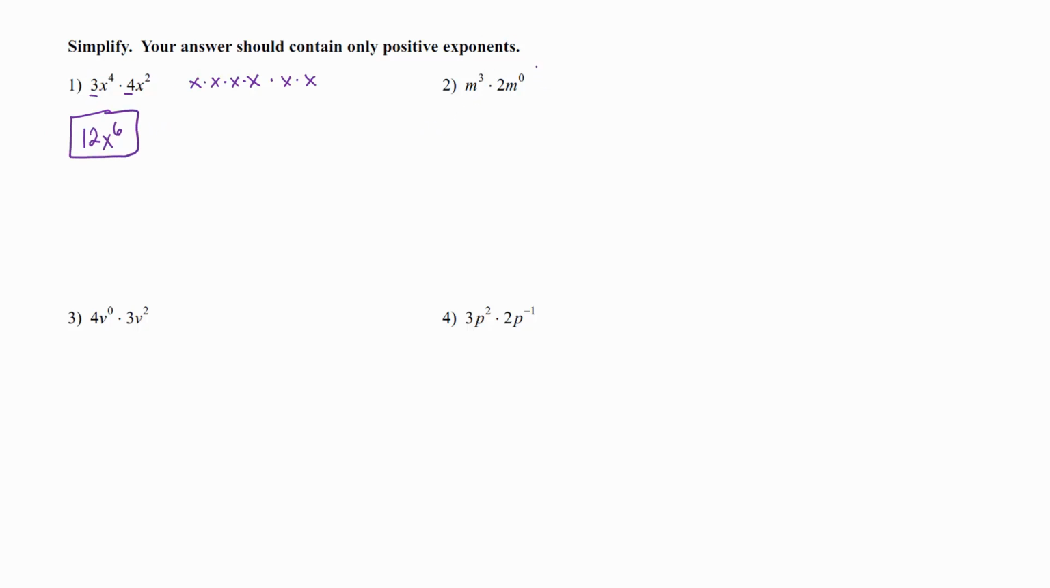On number 2 and 3, we have another part to this, that we have a variable to the 0 power. Anything to the 0 power is 1. And so if it's in the problem with other stuff, you can really just cross it out and say that it's 1. Or even just cross it out and ignore it completely. I can think of this like it's just a 2, and 2 times m cubed is 2m cubed.